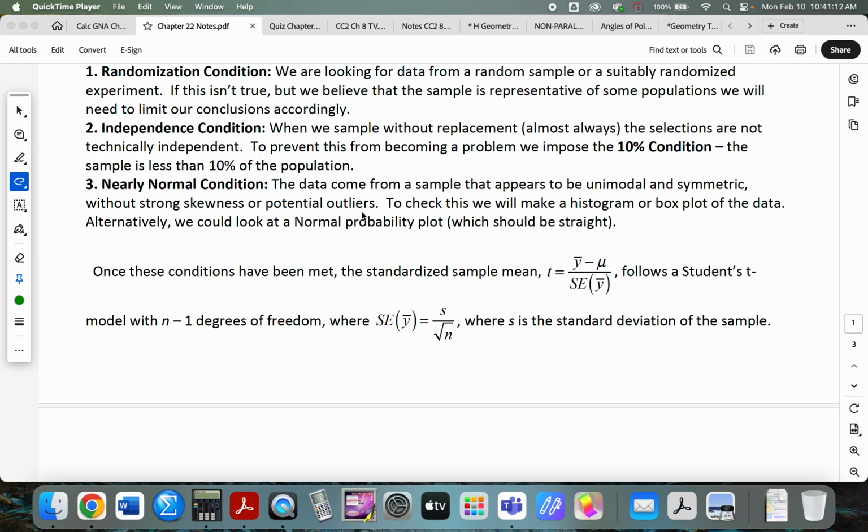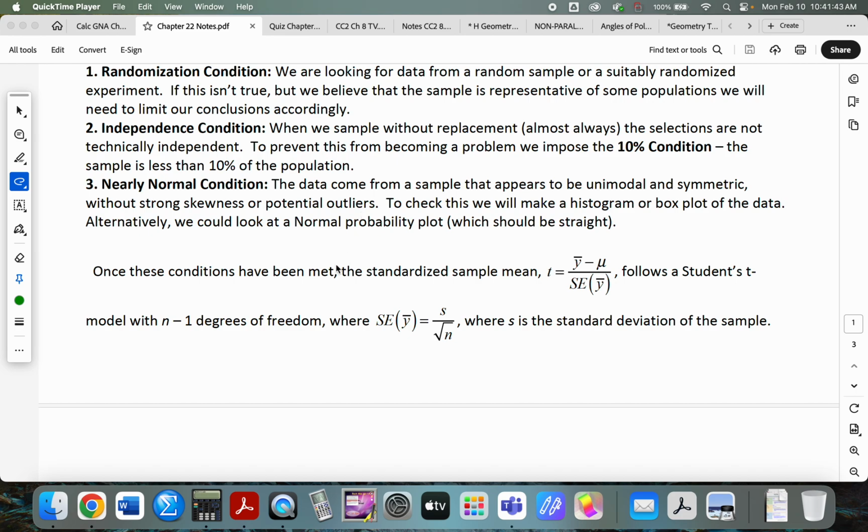How do we check that? You can do it with a histogram. You can do it with a box plot. I don't like those as well. I think it's harder to see skew on those. You can also look at something called the normal probability plot, which should be basically straight. If it's not basically straight, then your original graph or your original data is not going to look very normal.